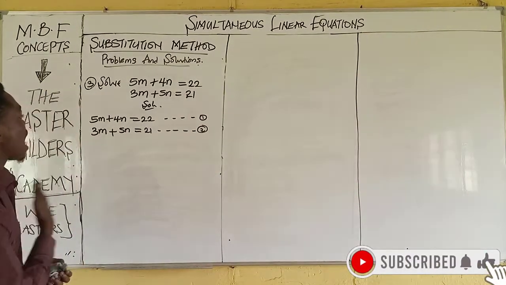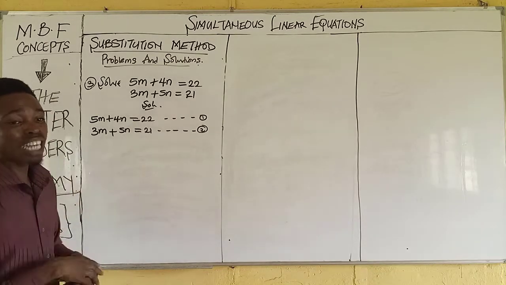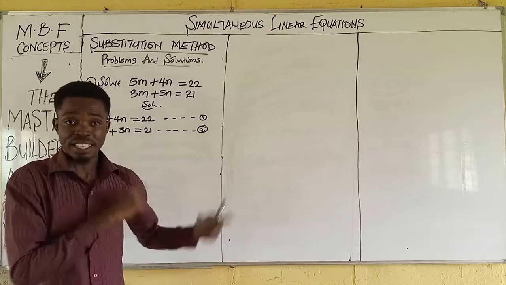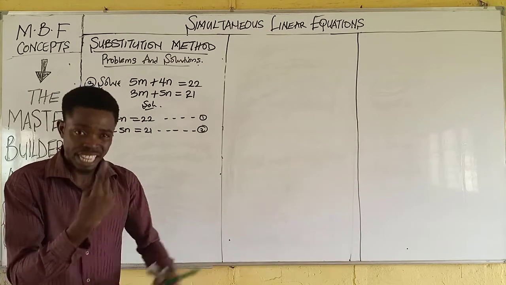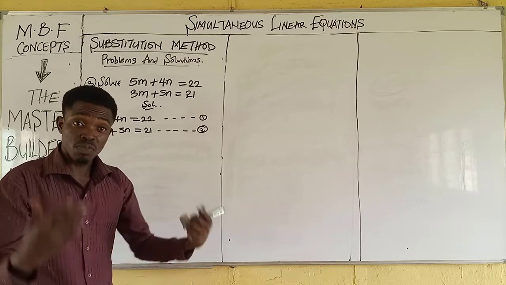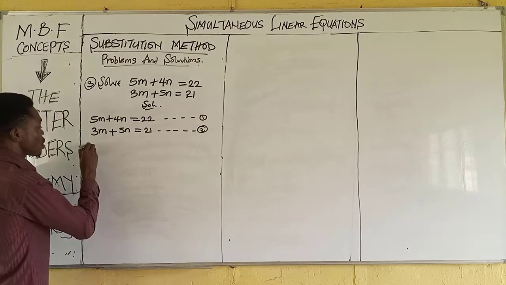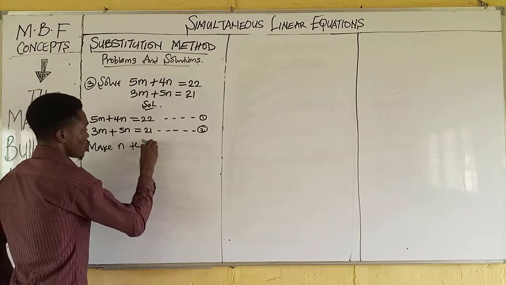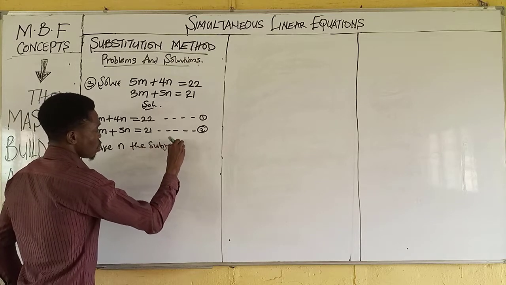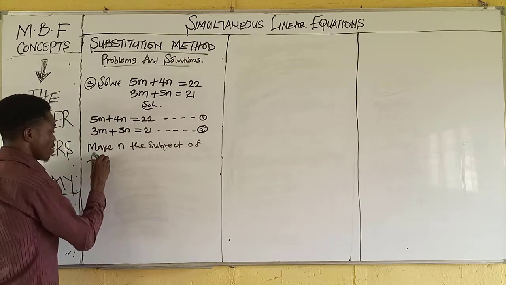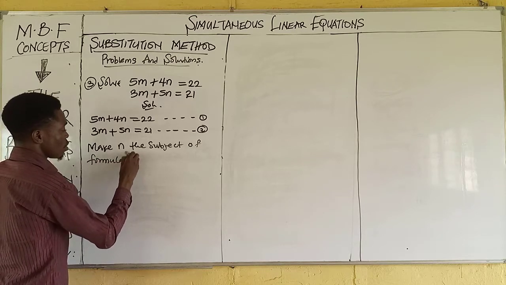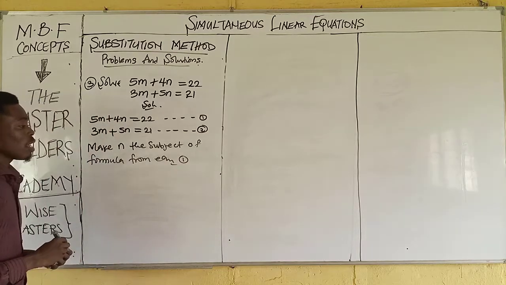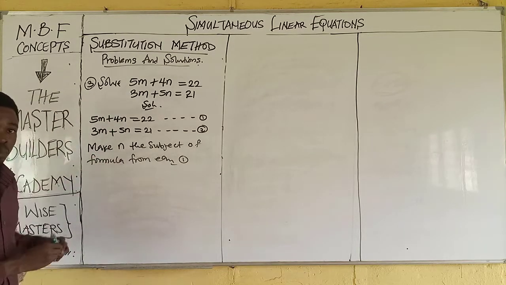So in this case now, I want to make n the subject of formula, which happens to be the second term. In the first problem we saw, we were making the first term the subject of formula. But in this case, I want to make the second term the subject of formula. Anyone you make the subject of formula, you have the same result. So all I need to do now is to make n the subject of formula from equation 1. We are going to be making n the subject of formula here.